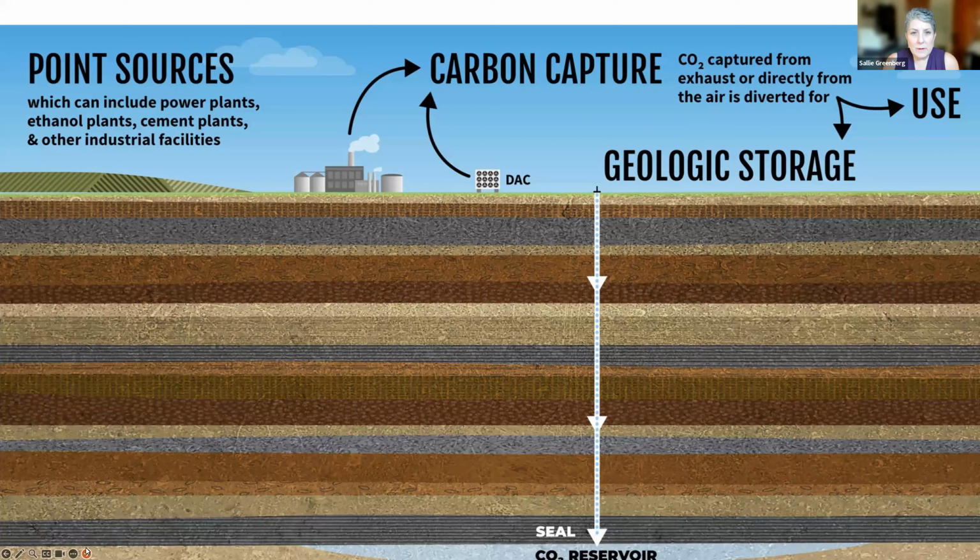So what happens in carbon management is that we're capturing carbon dioxide from a point source or directly removing it from the atmosphere. We're transporting that carbon dioxide via pipeline, ship, or truck to a location where it can either be utilized for something or stored for permanent geologic storage. And that entire system is depicted in this figure.